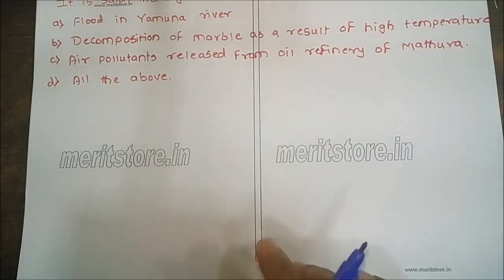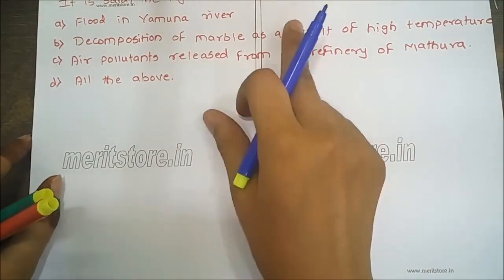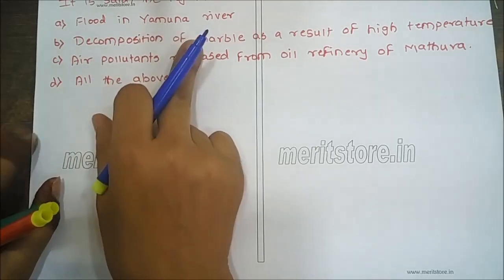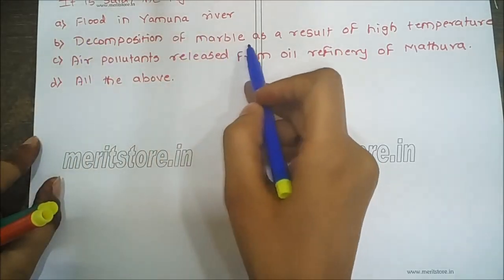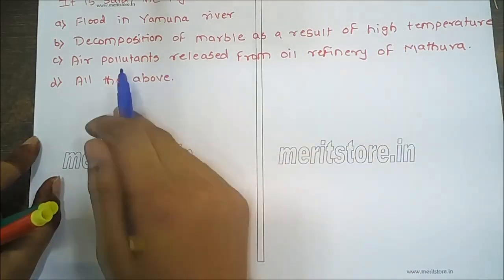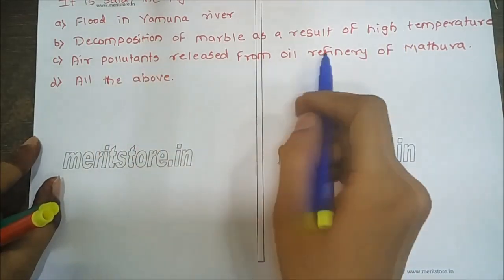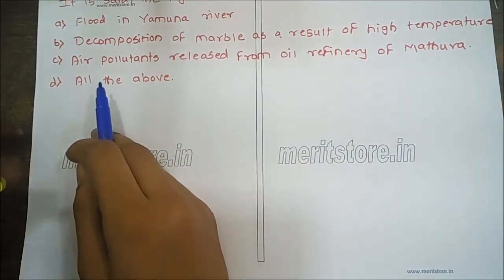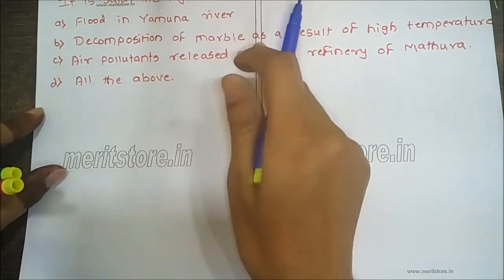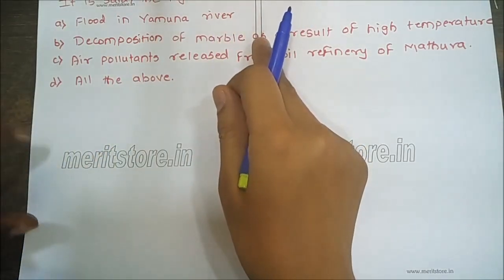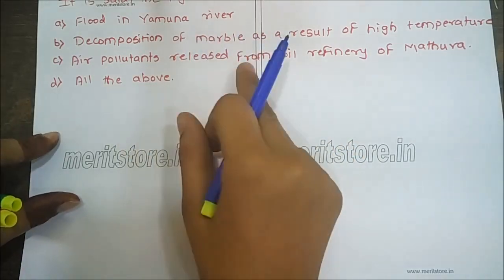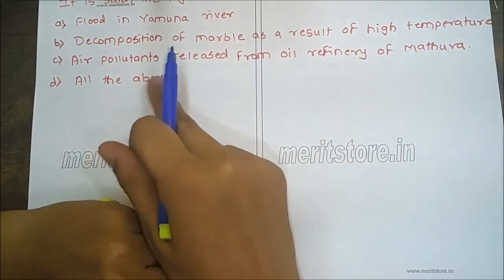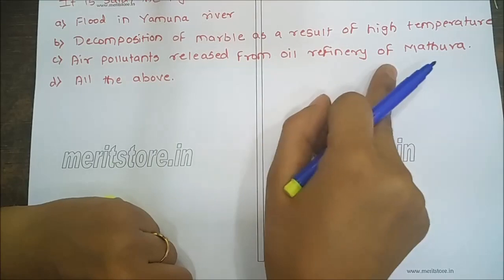The next question is, it is said that the Taj Mahal may be destroyed due to A. a flood in Yamuna river, B. decomposition of marble as a result of high temperature, C. air pollutants released from oil refinery of Mathura, and D. all of the above. As we know, a flood in Yamuna river can't destroy the Taj Mahal because it's a huge monument, and decomposition of marble as a result of high temperature will not be the answer. The answer will be air pollutants released from oil refinery of Mathura.